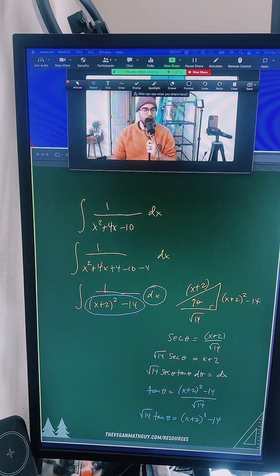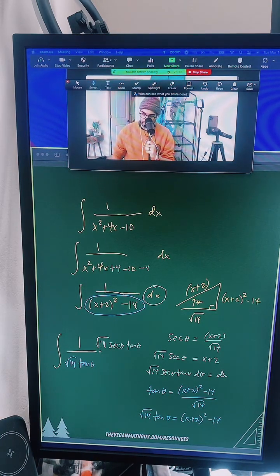So let's go ahead and write this out, then I'll make some space on the blackboard. So we have the integral of 1 over root 14 tan theta times the dx value. So root 14 secant theta tan theta. And then don't forget the dx.